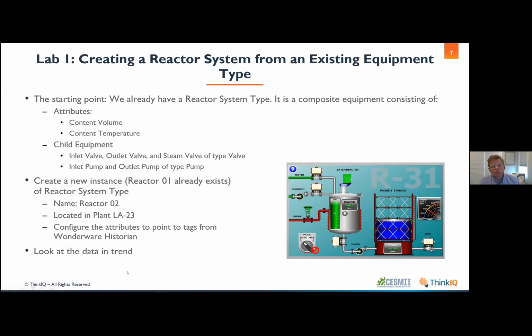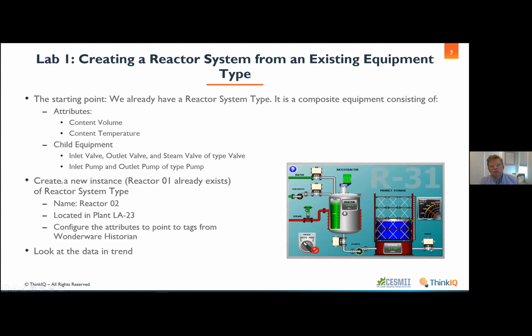So the starting point we have is that we already have an equipment type called reactor system type, and it is a composite equipment type, and it has attributes on it such as content volume and content temperature, and it has child equipment that has an inlet valve, an outlet valve, a steam valve. All of these are actually equipment of type valve, and then it has inlet pumps, outlet pumps that are of type pump, and you will see how this composition is put together.